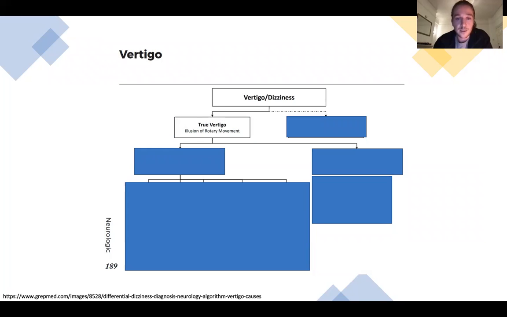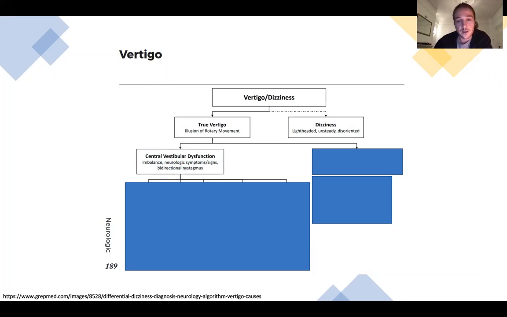So vertigo or dizziness. True vertigo is when you have an illusion of rotatory movement. So you feel like the world's spinning or things are spinning around you. And then dizziness can just be lightheadedness or someone being unsteady. That could just be due to volume depletion, for example. There's two types of true vertigo, or two causes.